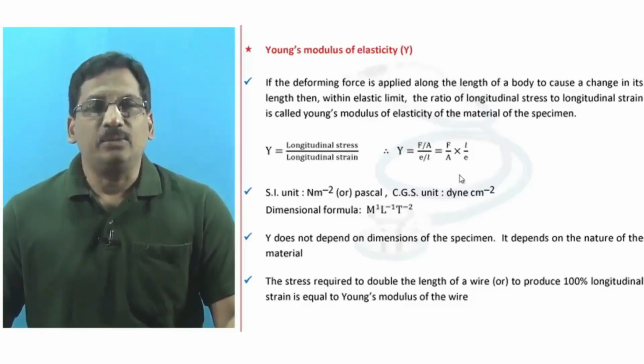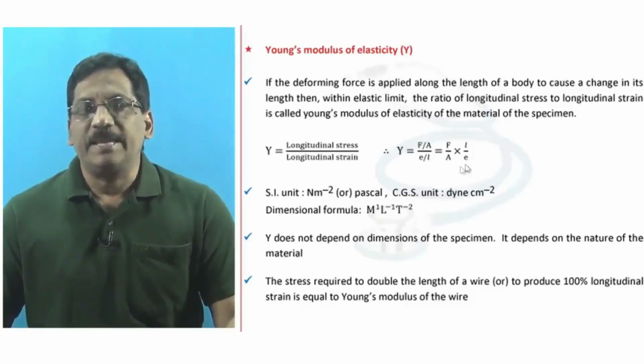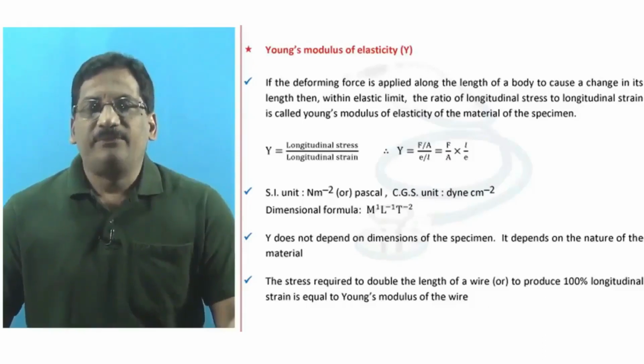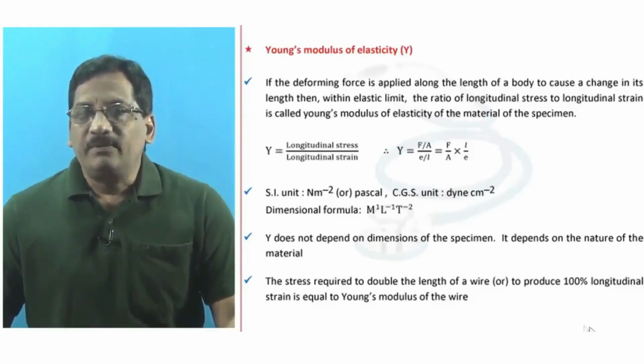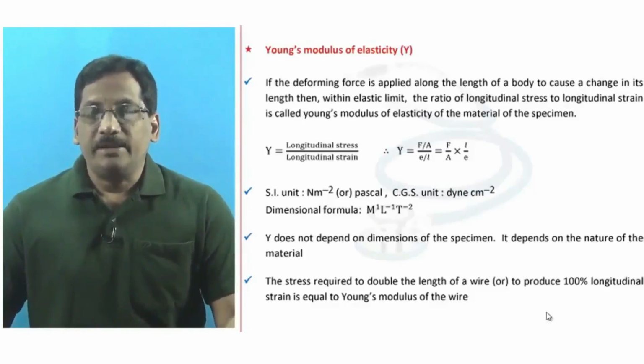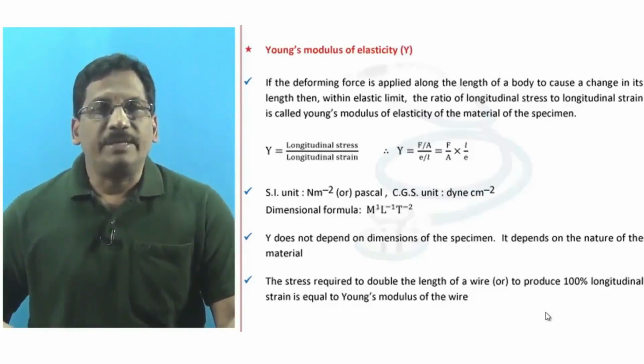A numerical conclusion from this we can easily say, if E equal to L, F by A will be equal to Y. That's nothing but stress. Longitudinal stress is Y, if the length of the wire is doubled or the strain that is subjected to the wire is 100%.